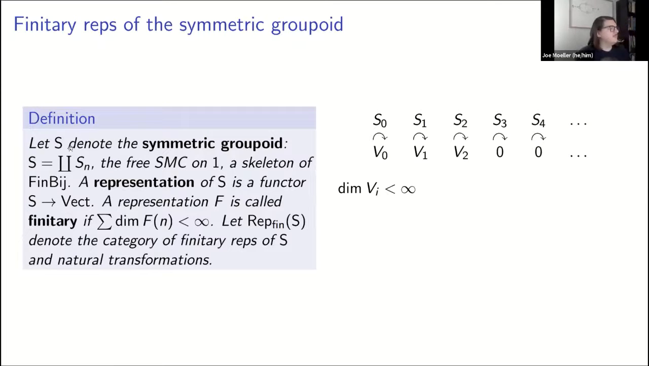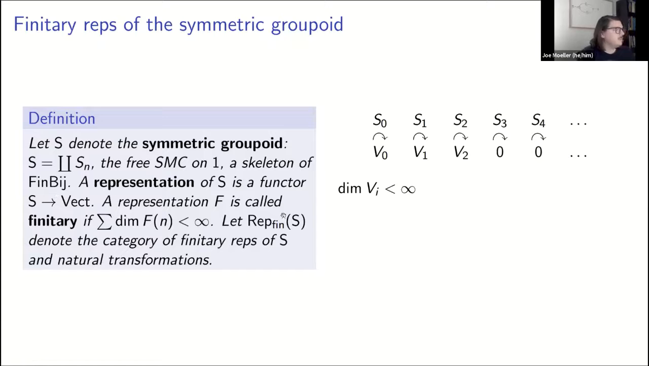Okay, it's done. So S for me is the symmetric groupoid, and I call it S because it looks like the symmetric groups. You take all the symmetric groups, consider them one-object categories, and take their coproduct. It's also the free symmetric monoidal category on one. It's also a skeleton of finite sets and bijections. So that's three different ways you can look at it.